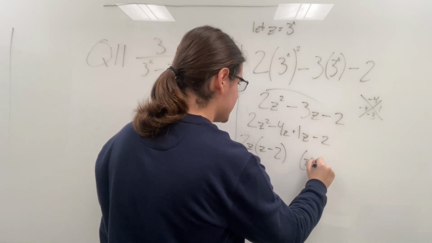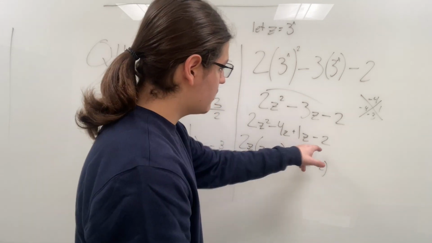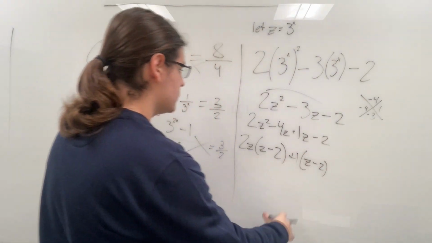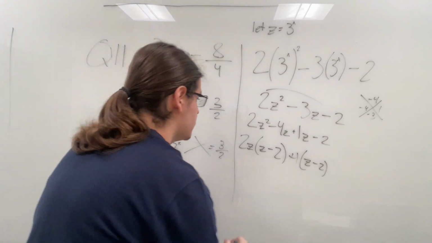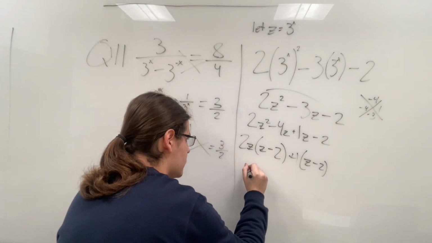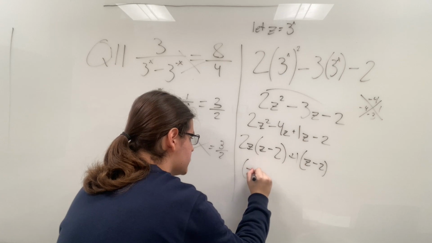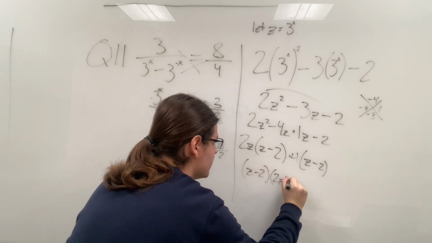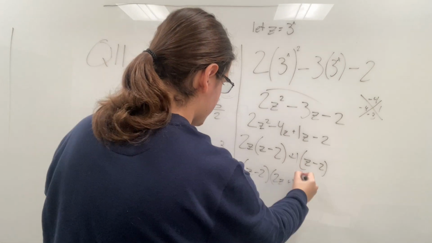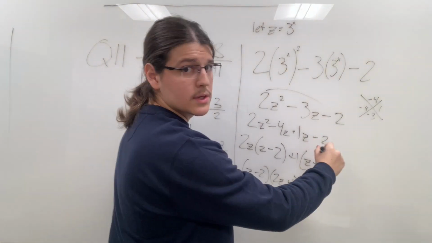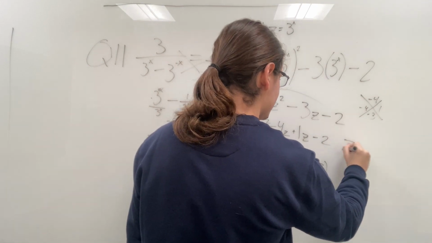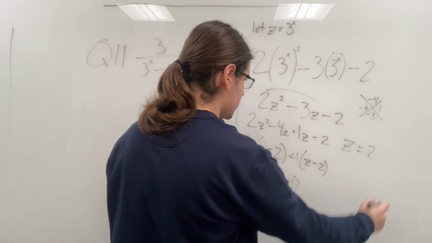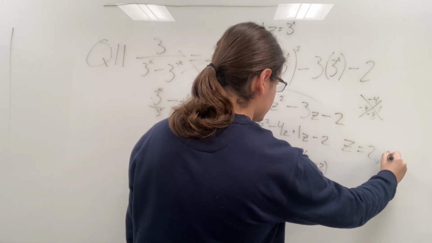Now remember, we write the same thing down here. What can we take out of this to make it like that? Nothing, just 1. And so now we have our answers. Z minus 2 times 2z plus 1. Can you see that? Okay, yeah. Z is equal to 2 and negative 1 over 2.